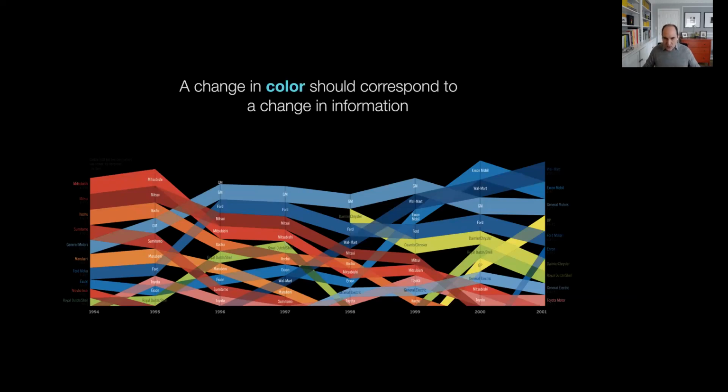So in just a very quick snapshot, we can see the major trend, which is Japanese companies are going down, American companies are going up. So color is information. It separates categories in a way that makes that separation relevant for the content of the graphic. A change in color should correspond to a change in type of information.